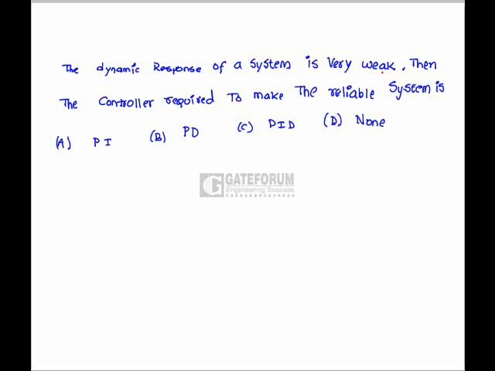The question is: if the dynamic response of a system is very weak, then the controller required to make a reliable system is. If we want to improve the speed of the system, we have to decrease the rise time of the system. That is done by a proportional derivative controller. In the question itself it is mentioned that we only have to improve the dynamic response, with no concern about the stability of the system. Hence we use a proportional derivative controller. Option B is correct.